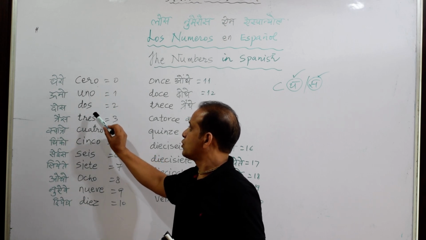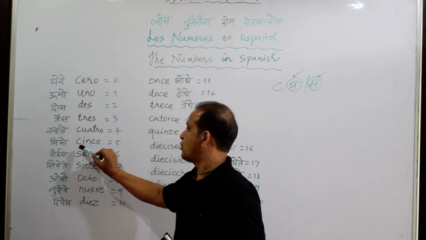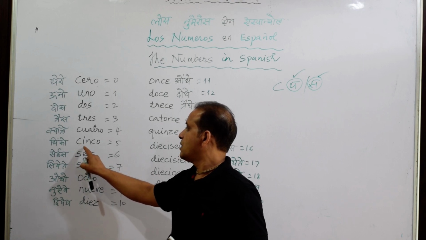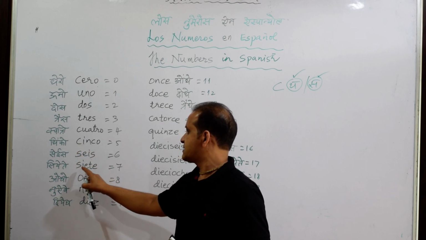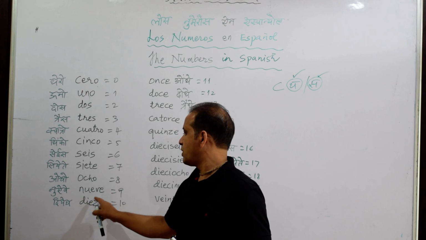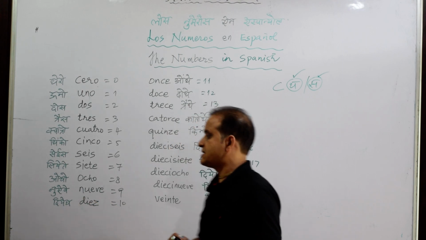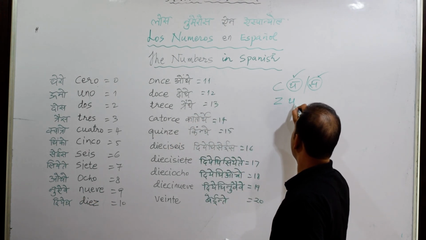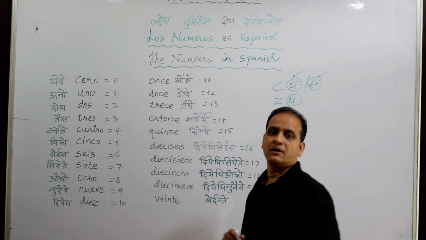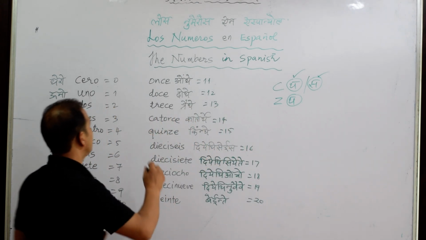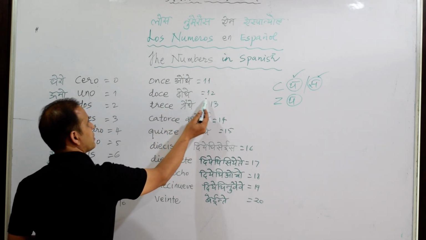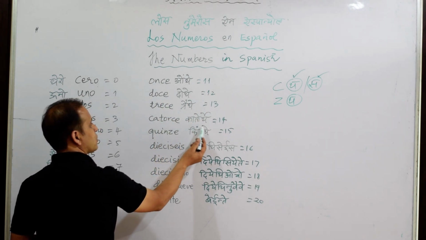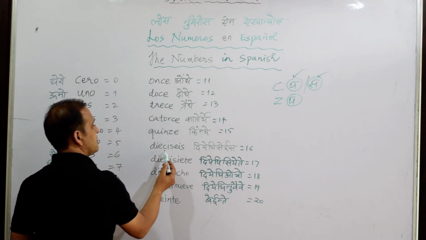Cero, uno, dos, tres, cuatro, cinco. You see here it is cinco. And seis, siete, ocho, nueve and diez. This Z also sounds like tha, tha. Then once, doce, trece, catorce, quince.